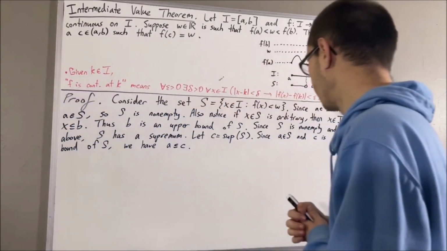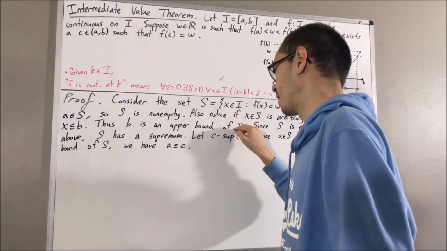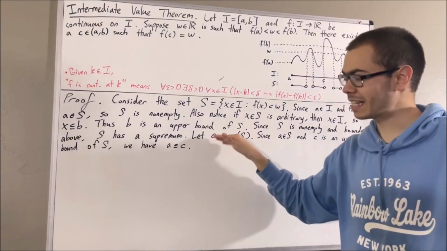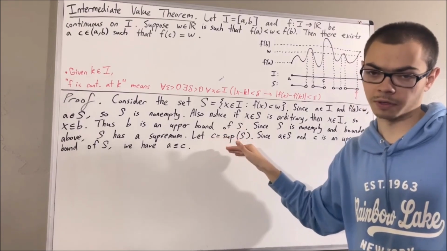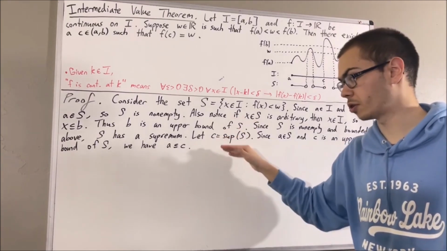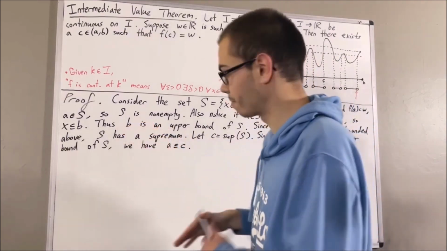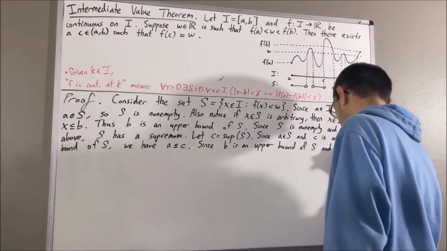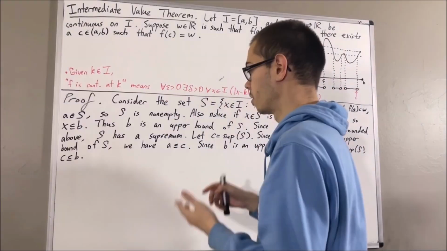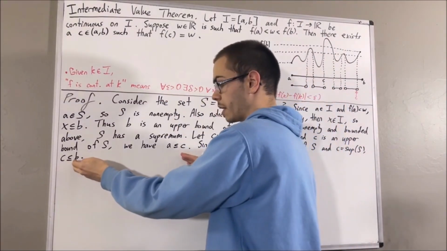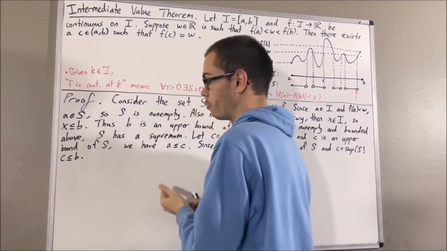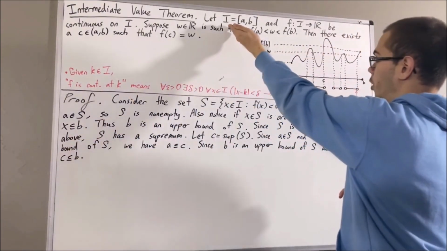And further, since B is an upper bound of S and C is the least upper bound of S, this means that C is less than or equal to every upper bound of S. So in particular, C must be less than or equal to B. So these two inequalities tell us that A is less than or equal to C is less than or equal to B, which means C is an element of the closed interval I.